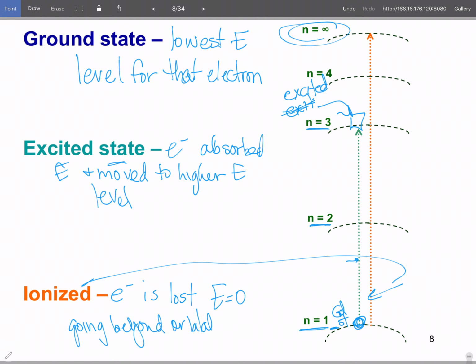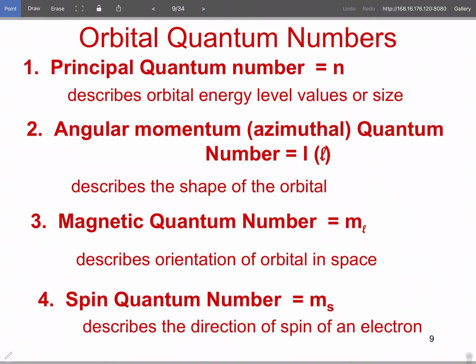So the first thing we're going to do is define the terms, and then we're going to go through each one. The first orbital quantum number, and there are only 4 that we use, is the principal quantum number. It has the symbol N. Okay? It's going to describe the orbital energy level or its size, because the levels go out like layers of an onion.